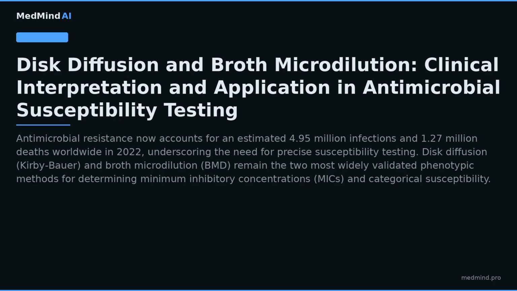Accurate interpretation of zone diameters and MIC values, aligned with CLSI 2023 and EUCAST 2022 breakpoints, directly guides drug selection, dosing, e.g., vancomycin 15 mg per kilogram Q12H targeting trough 15-20 µg/ml, and duration of therapy. Integration of these laboratory data with IDSA 2023 guideline recommendations optimizes outcomes while minimizing toxicity and resistance selection.